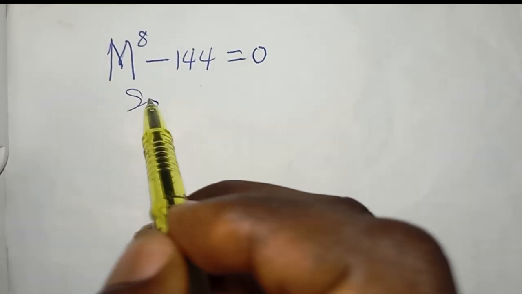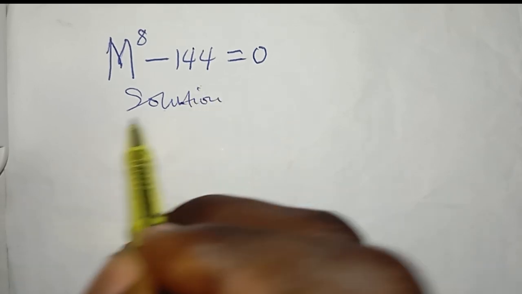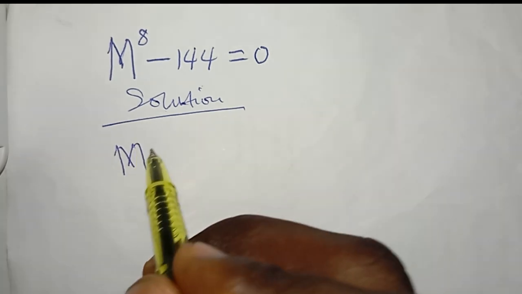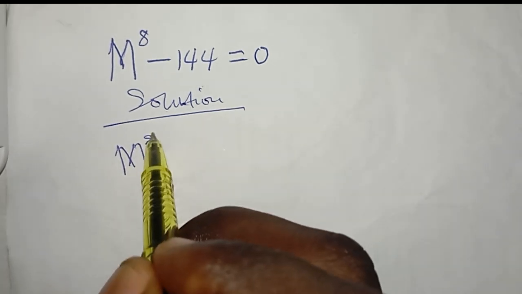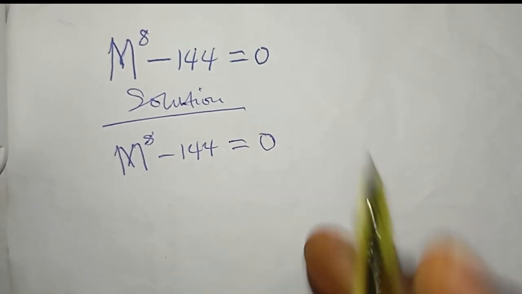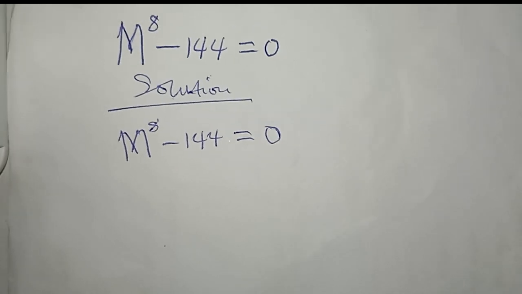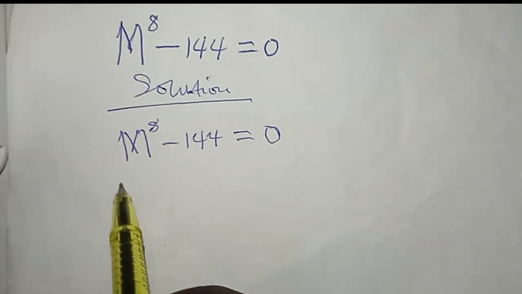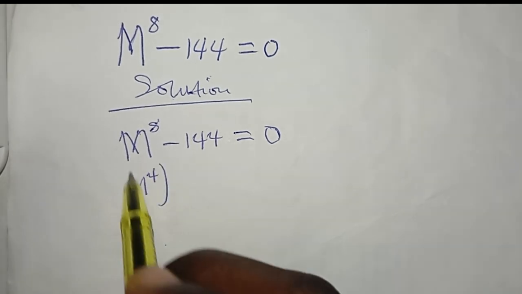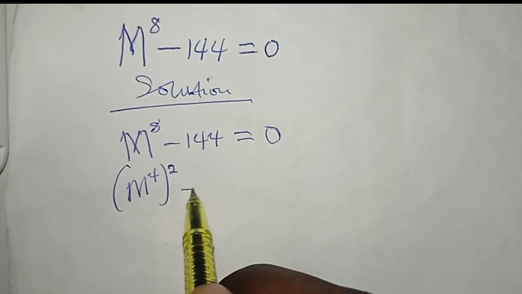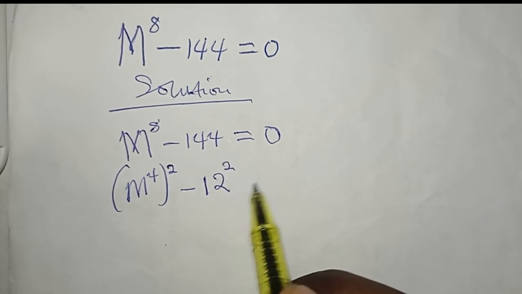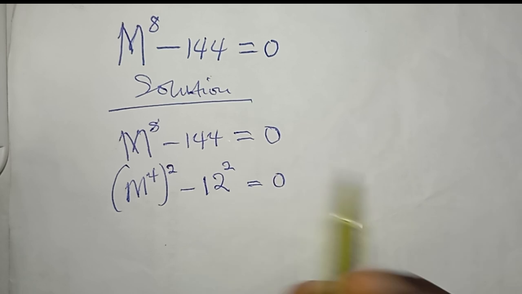So I like to start by writing this solution, and of course the question we are solving is m power 8 minus 1448 is equal to 0. Okay, so I'm actually going to write this m power 8 as m power 4 and then bracket 2. And of course this 144 I can also write it as 12 power 2, is equal to 0.